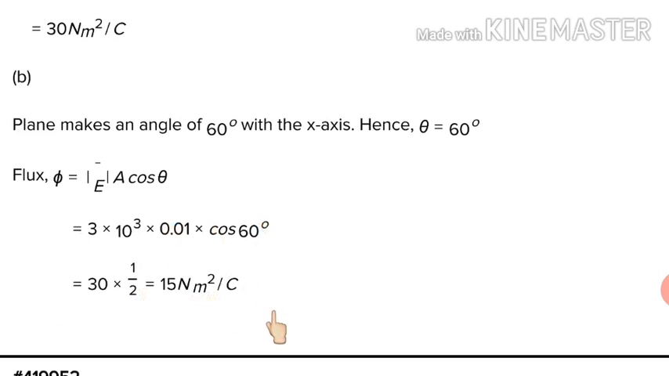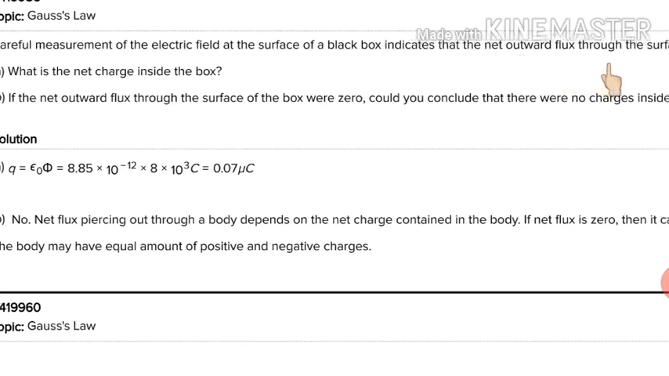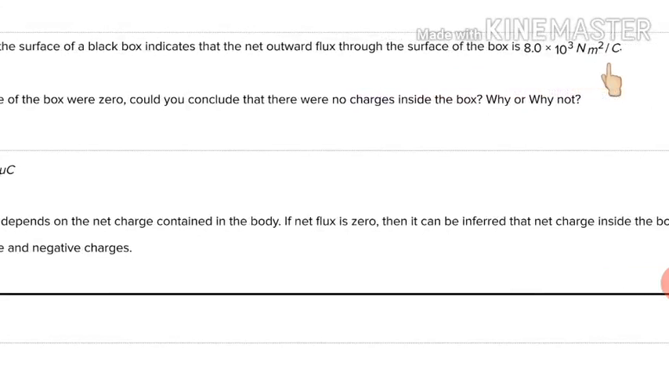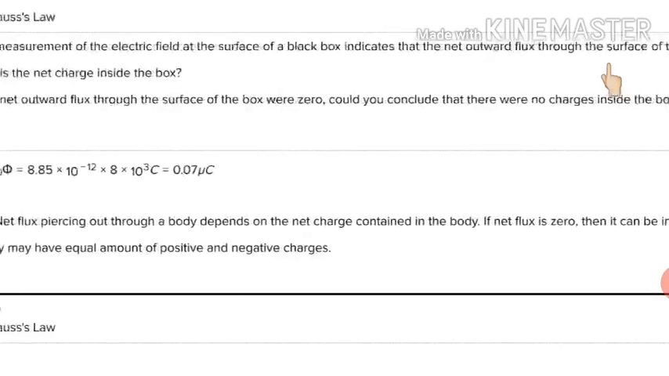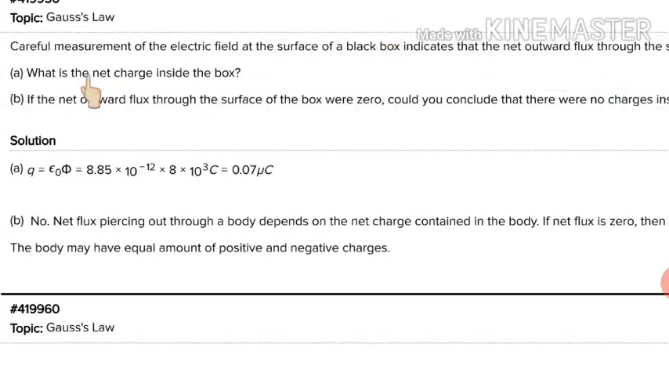So I think this question is also understood. The next question is: careful measurement of the electric field at the surface of a black box indicates that the net outward flux through the surface of the box is 8 into 10 to the power 3 Newton meter square per Coulomb. It means the flux is given to us. The value of flux is given. What is the net charge inside the box?